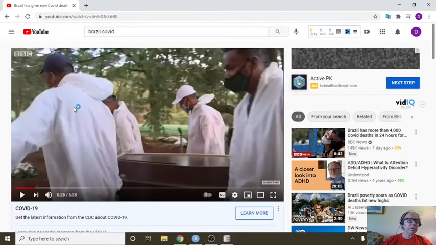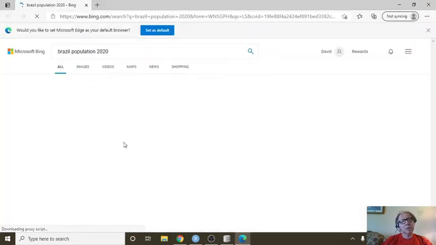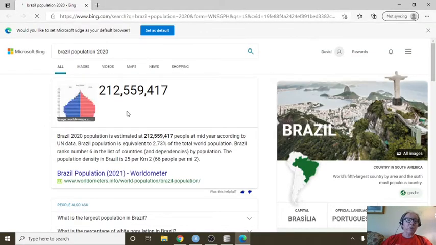Population. Wow, 212 million. I didn't realize there's that many people in Brazil. Good grief. I honestly had no idea that Brazil had that large of a population. That's interesting. Okay, I guess the question we can't answer here is where are these deaths?